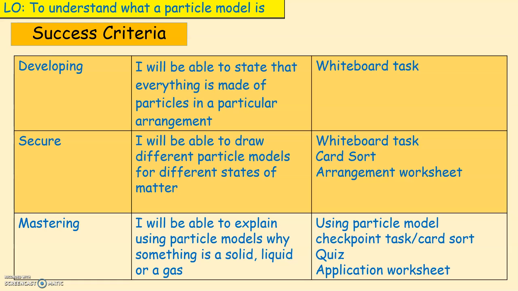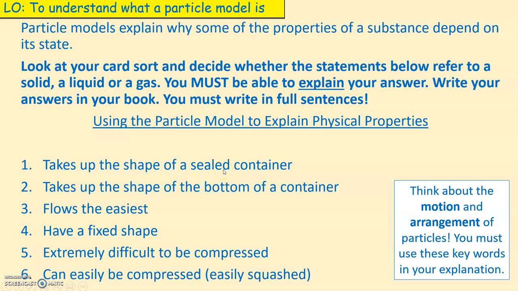Now, this is it. You'll be surprised. This is a typical GCSE question for you to describe what makes something solid, what makes it liquid, okay? And we're going to be able to explain how we can use a particle model to explain that, okay? Although I touched on it briefly last lesson, in part 1 of this topic, we're going to talk about it even more, okay? Now, particle models explain why some of the properties of a substance depend on its state.